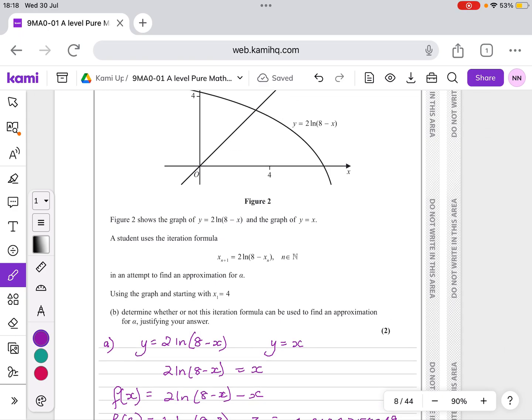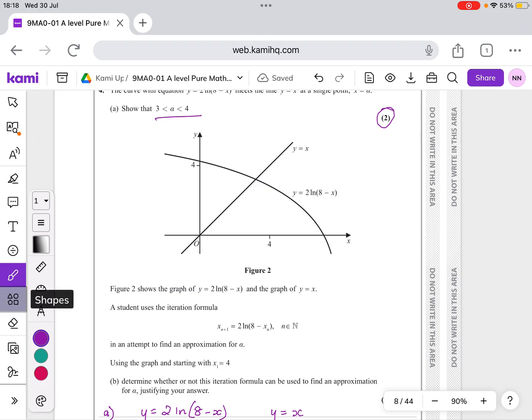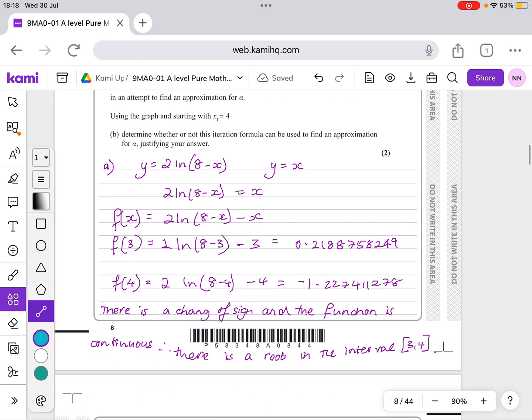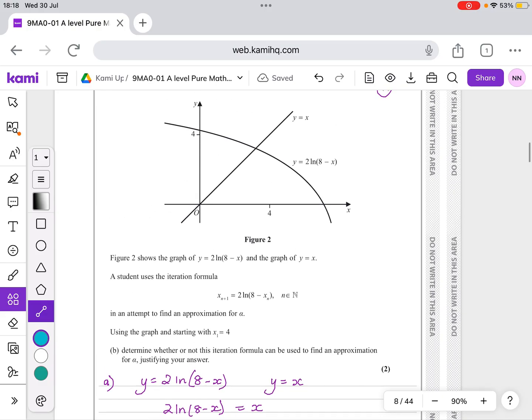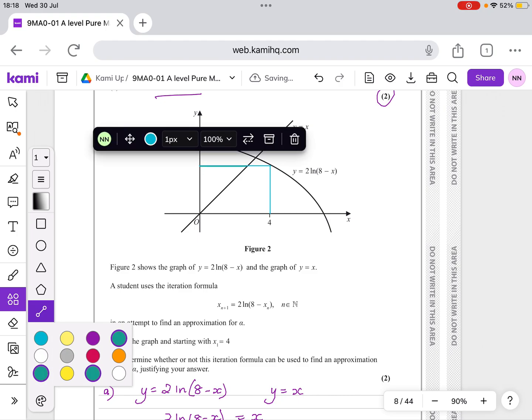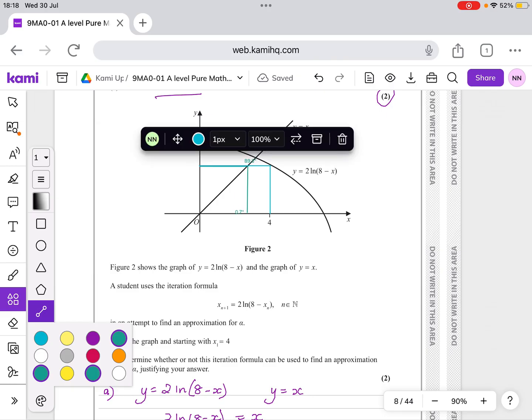This is us drawing the graph, okay? So I'm going to get my straight line in blue, and what you do is you sub it into the equation. The equation that we're subbing into is the 2 ln 8 minus x. And then whatever answer we get out, we put back into the y equals x, and we get out our next x answer.